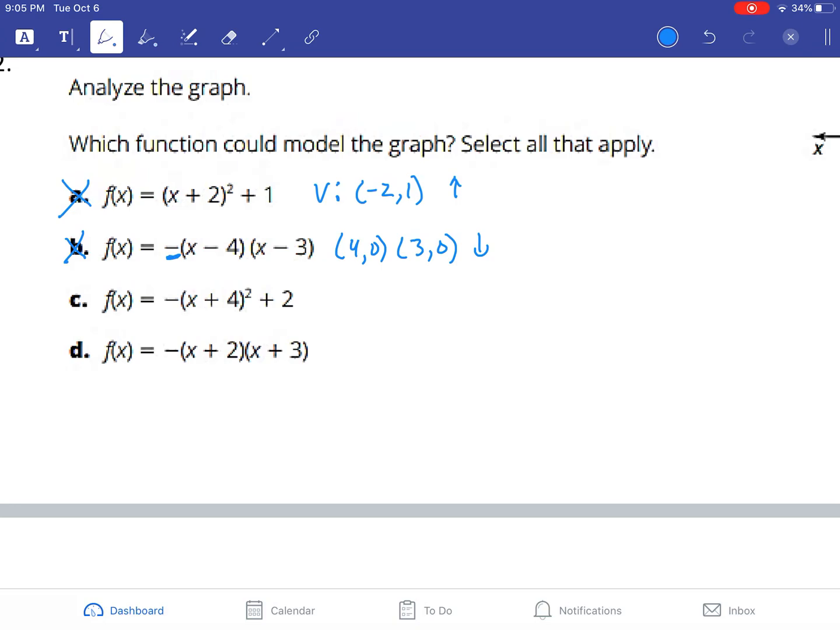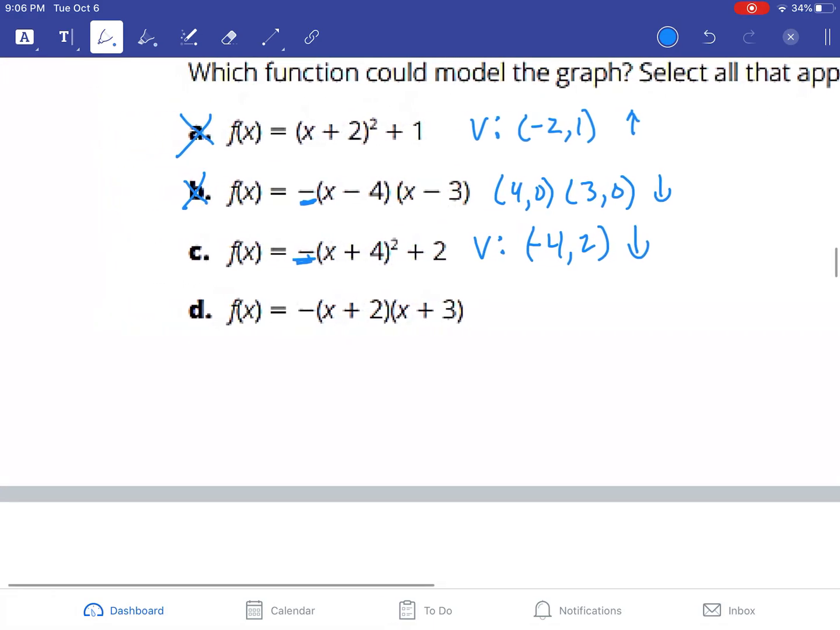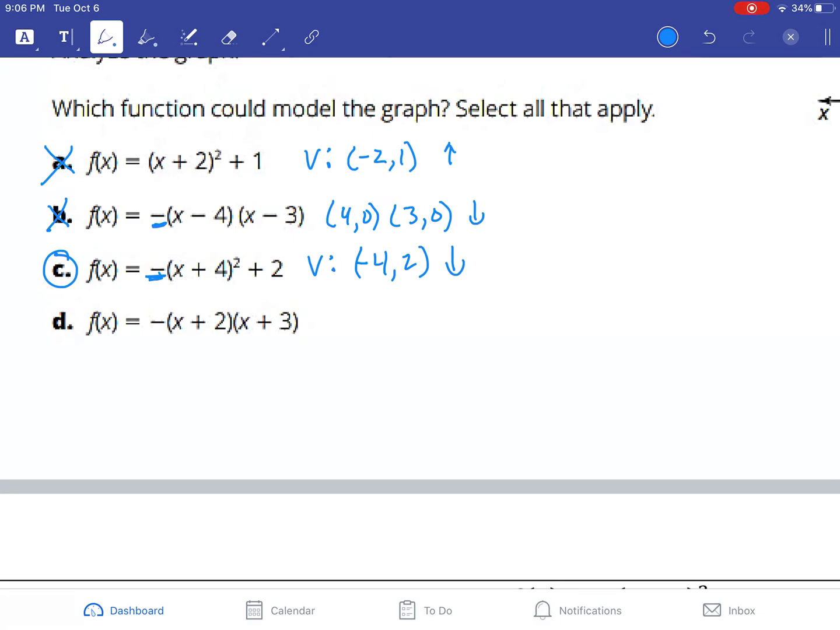All right, for C, again, we have a vertex form, so we're going to find the vertex. The vertex would be (-4, 2). Because that's a negative, it's going to be going down. So (-4, 2) would be up here, so that works for the vertex, and it is going down, so that is a viable option. So C could work. Let's do the last one here.